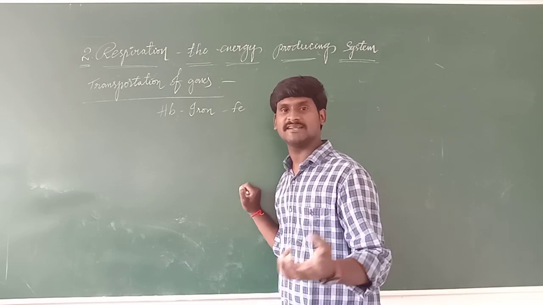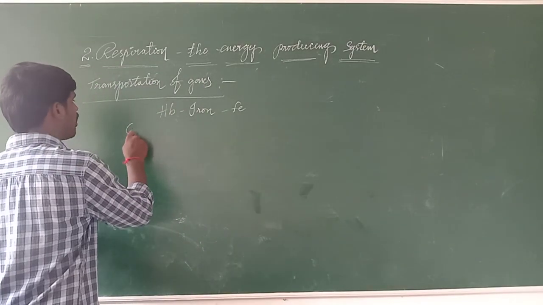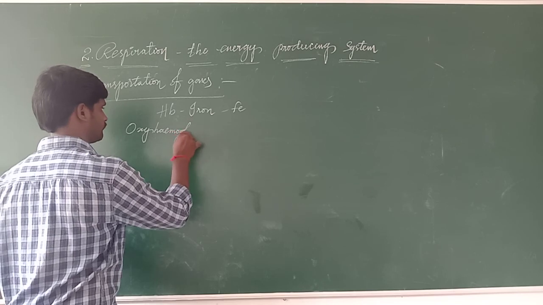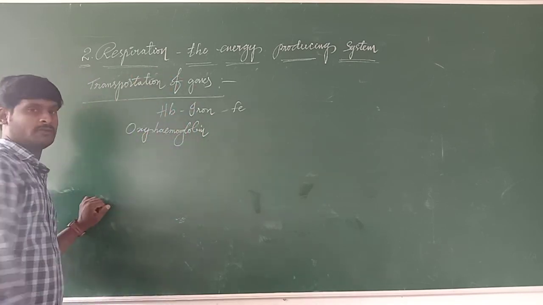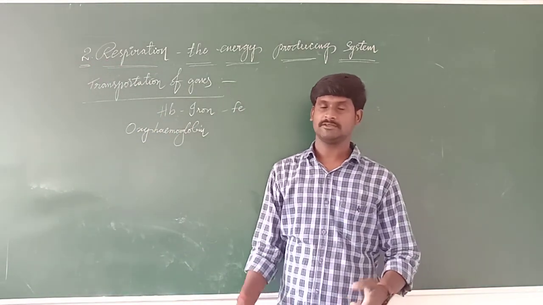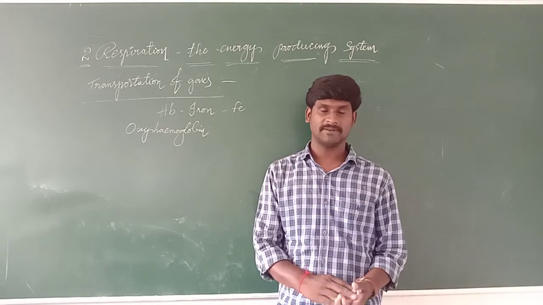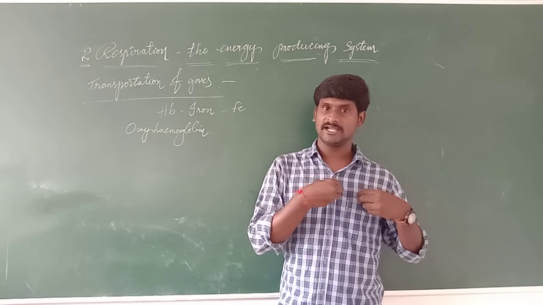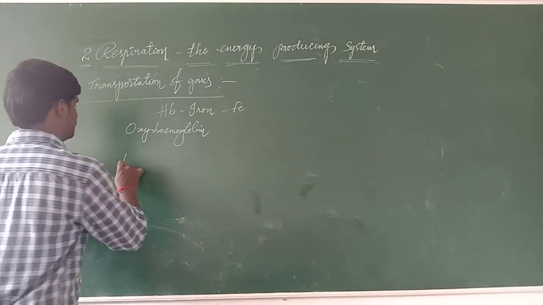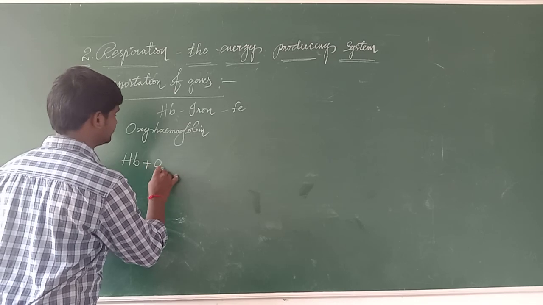When oxygen is mixed with the blood, it's called oxyhemoglobin. That means when you take in air, it goes to the lungs, then to the alveoli, and then to the blood. At that time, the blood's hemoglobin mixes with the oxygen.